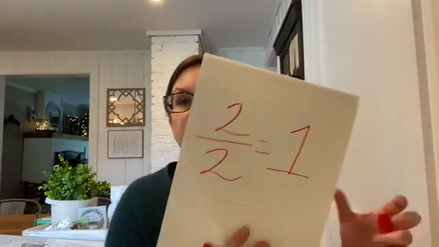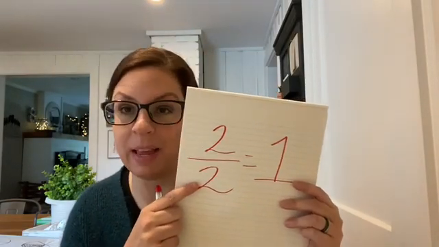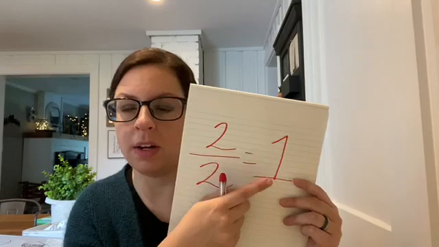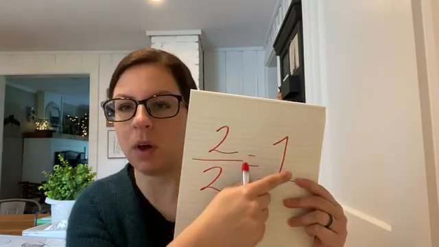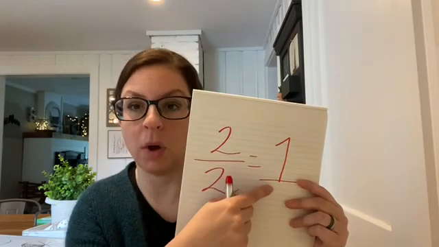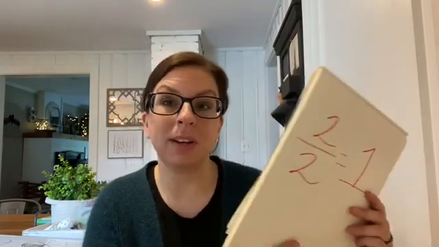Anytime the numerator and the denominator are the same, they equal 1 whole. Okay, because 2 out of 2 is 1 whole object, or 1 whole thing, or 1 whole number. Sometimes you're going to need to do that in order to either add or subtract or multiply fractions.